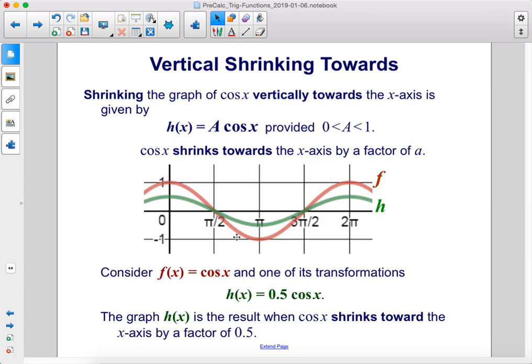Consider f of x equals cosine x and one of its transformations, h of x equals 0.5 cosine x. The graph h of x is the result when cosine x shrinks toward the x-axis by a factor of 0.5.